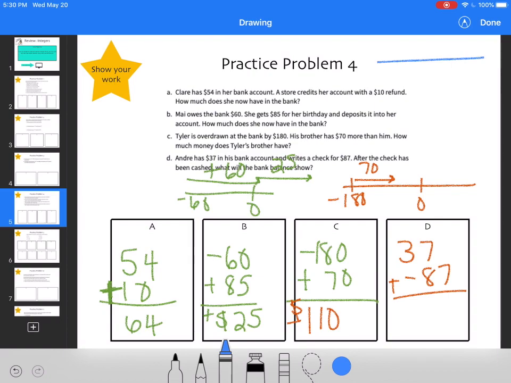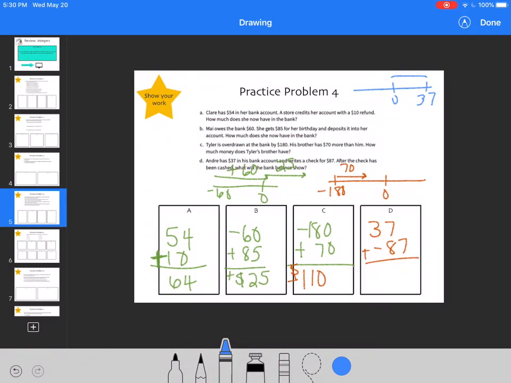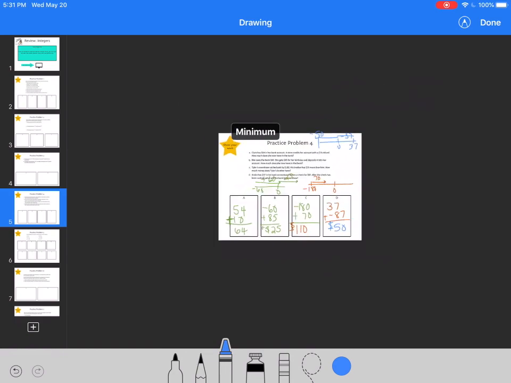So I'm going to do another number line over here. So I have 37, so 0, and here's 37. Then I write a check, so that's going to be negative 37. And then to finish off, negative 37 plus a negative 50 is going to get me $87, because 37 plus 50 is 87. So negative $50 is what the bank account's going to show.